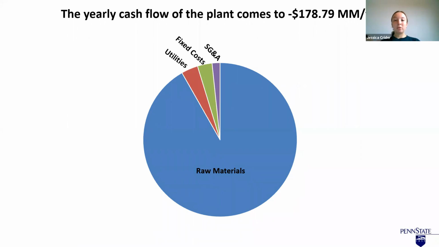Evidently, the raw material cost overpowers all of the other ongoing costs for this cash flow. These other costs include the utilities, the fixed costs, and the SG&A costs.